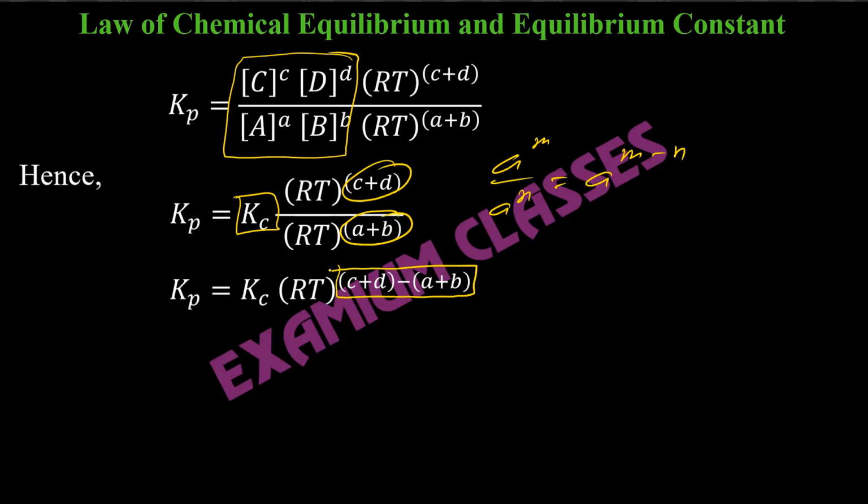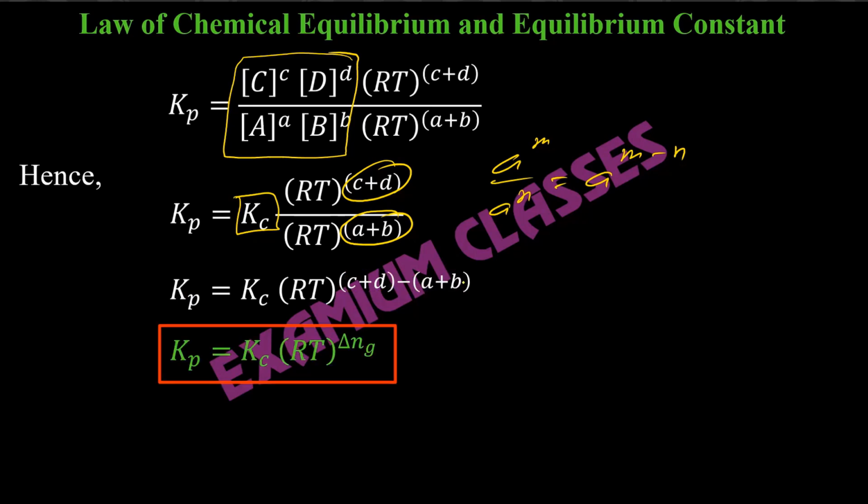This is the number of moles of products minus the number of moles of reactants, gaseous. Okay, gaseous, because we are talking about pressure. Pressure can be created by gaseous moles only. So you will consider only gaseous moles here, C plus D and A plus B. It means it is delta Ng, number of moles of product minus number of moles of reactant. And this is the relationship you need to remember. Kp equals Kc RT to the power delta Ng.